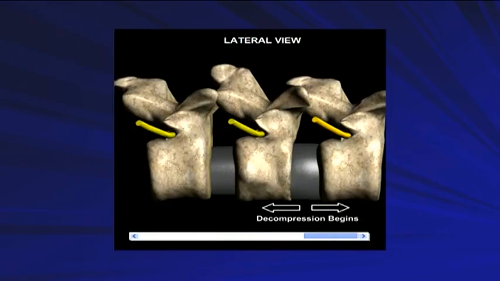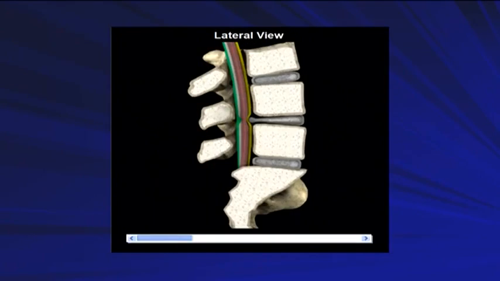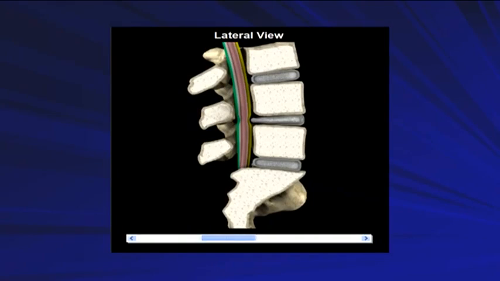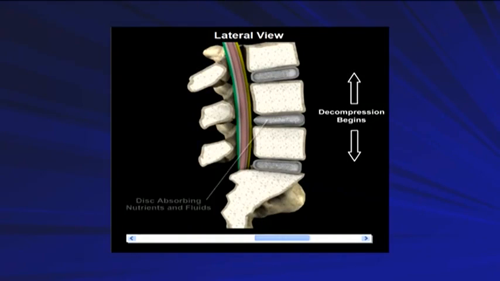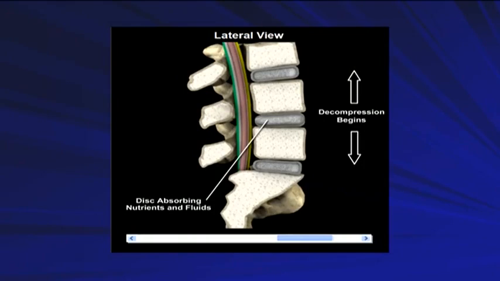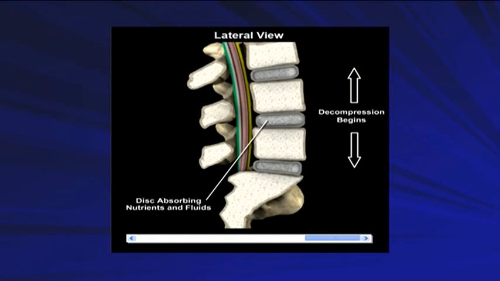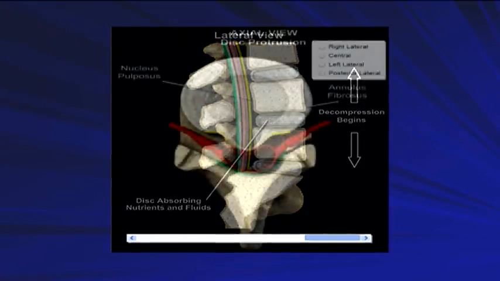Now let's look at a lateral view. As vertebral pressure on the disc is reduced, we can see that the bulging area begins to retract back to its natural form. This disc now has the opportunity to absorb vital fluids and nutrients, while the outer layer or annulus begins healing. Once again, we'll revisit the axial or top-down view of the disc.